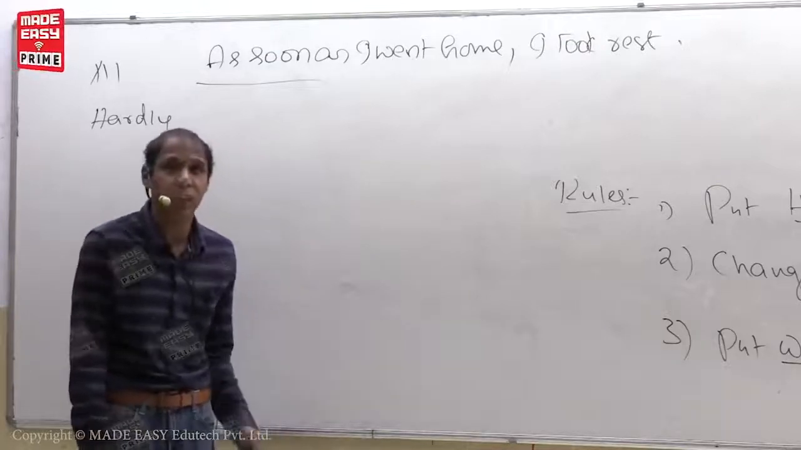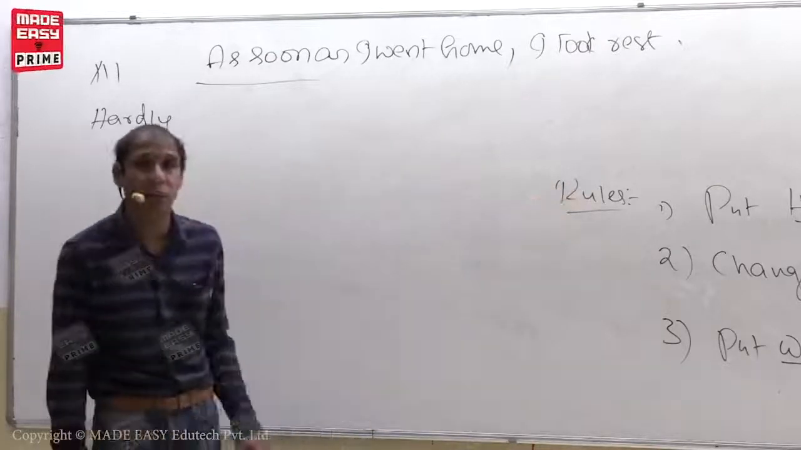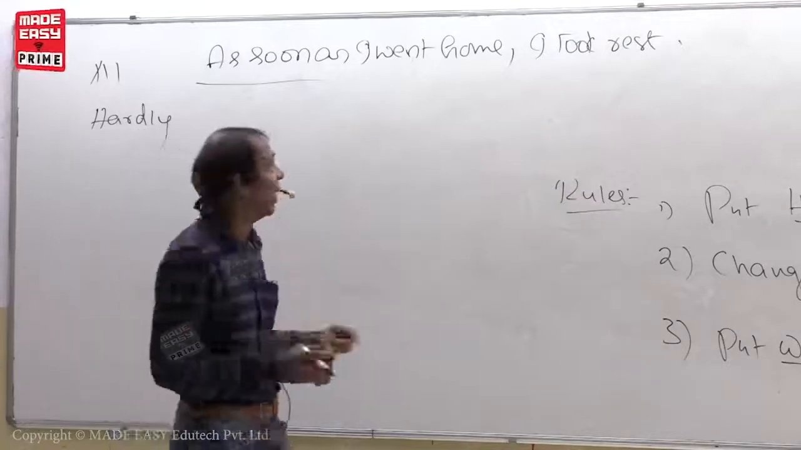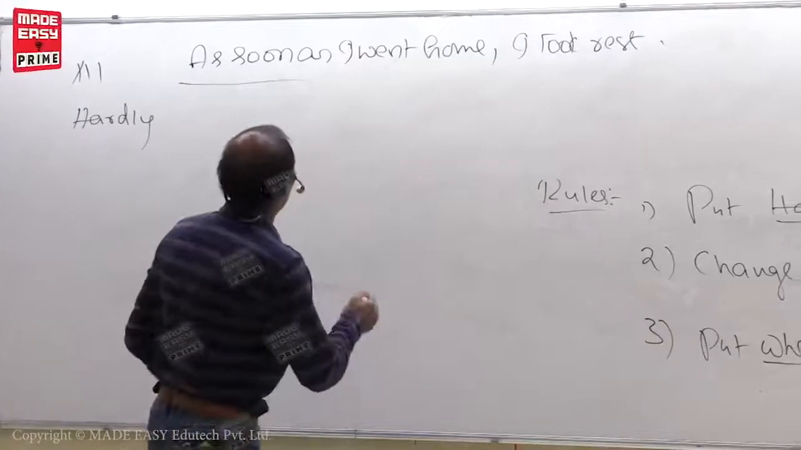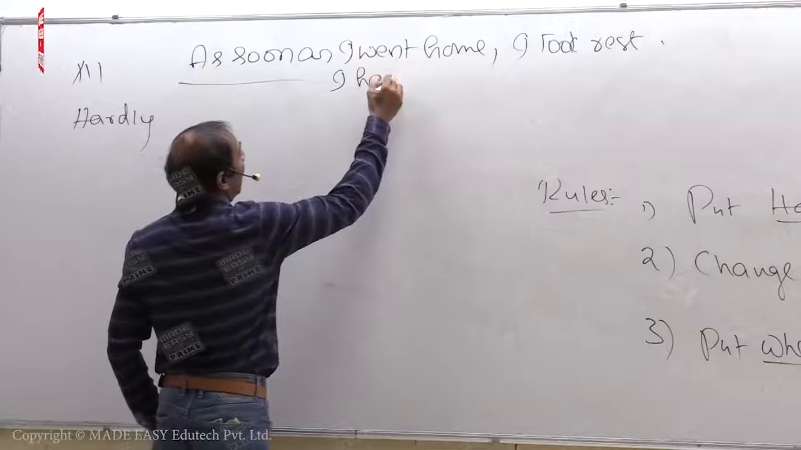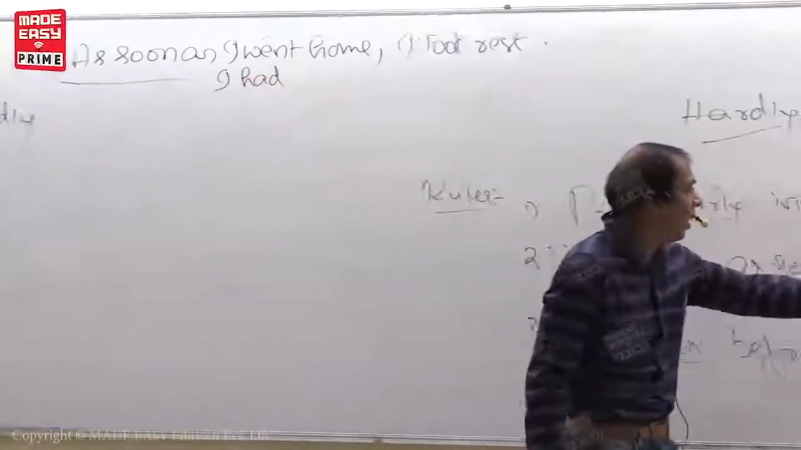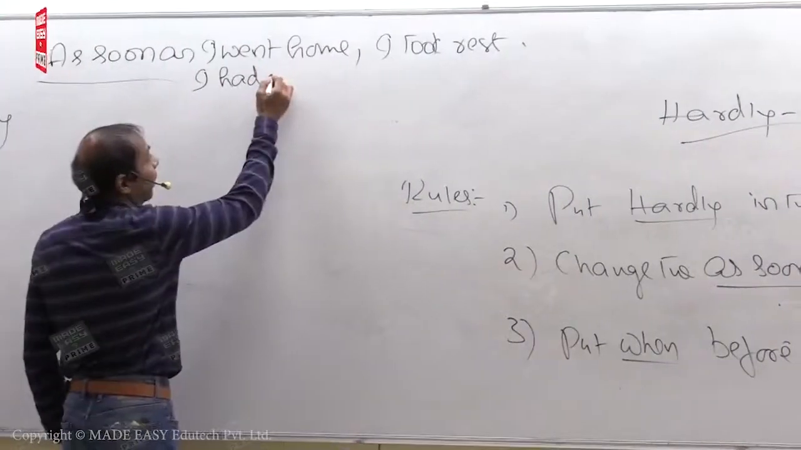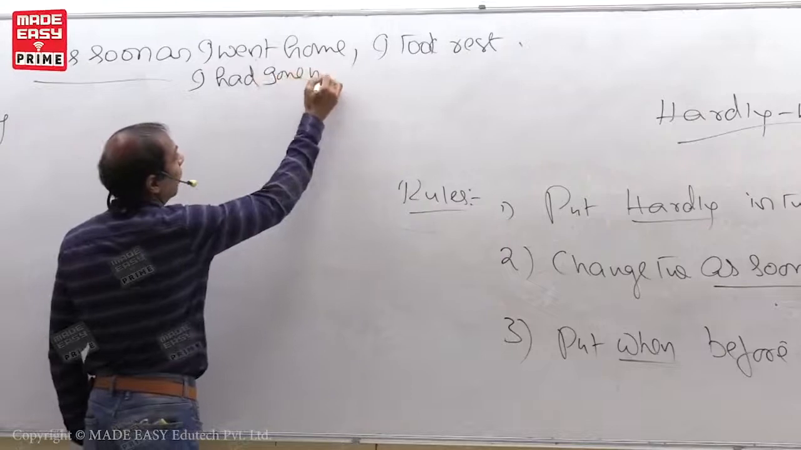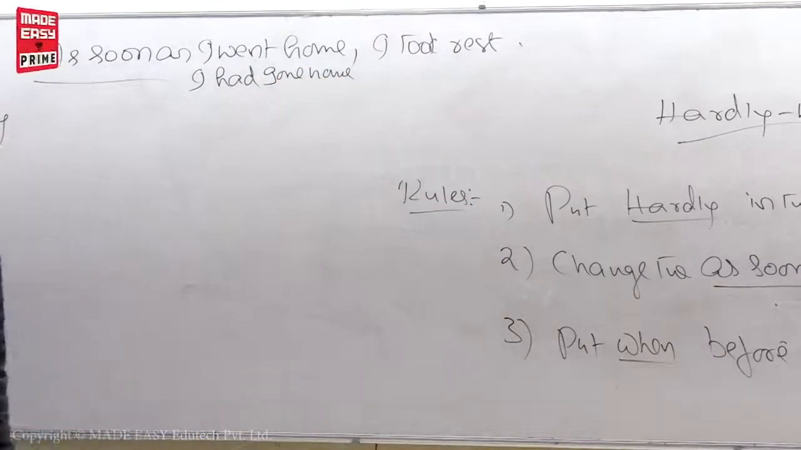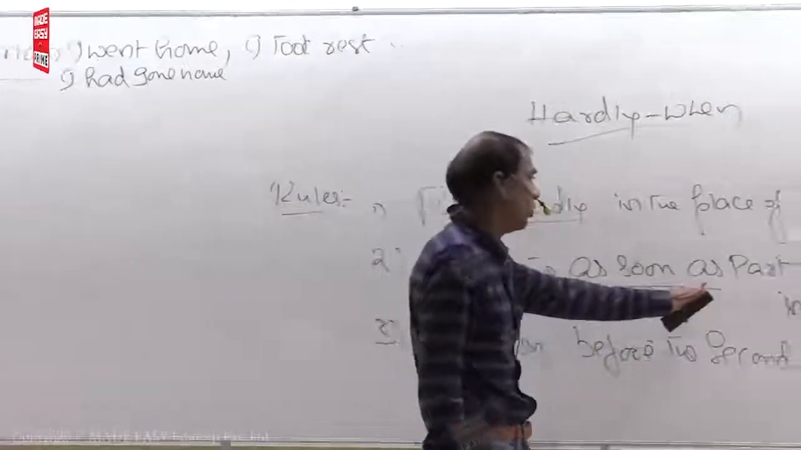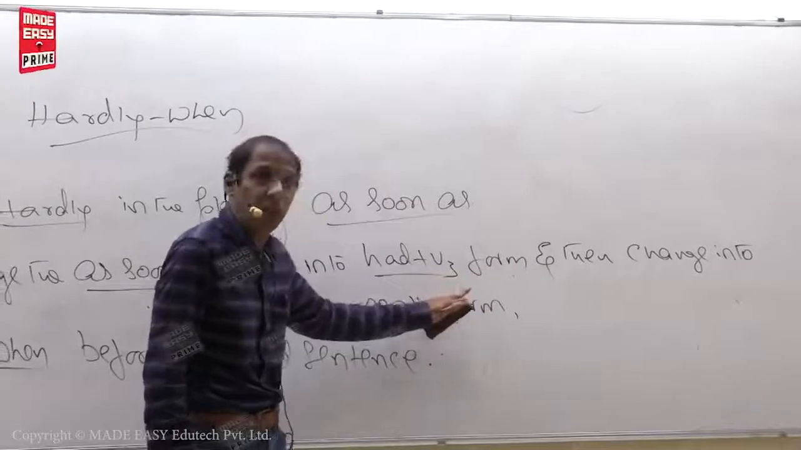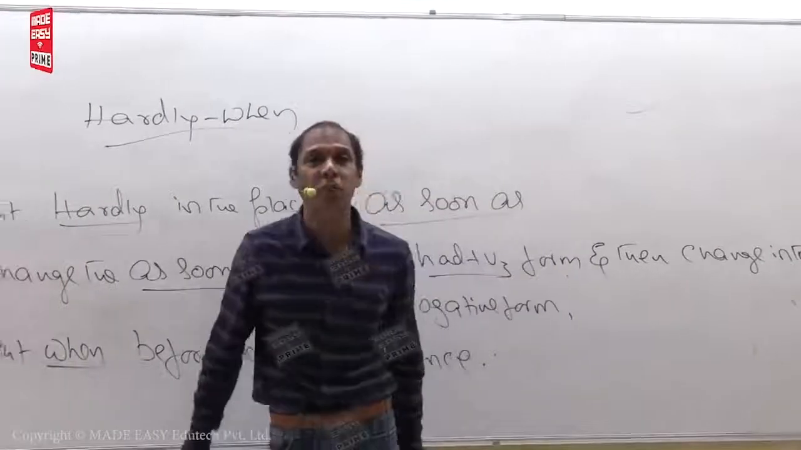But here in this case, when we are using the word hardly when, don't directly change into interrogative form. First, we have to change like had plus V3. First change the part into had plus V3 form. Had plus, what is V3? Went, V3 gone. I had gone home. First change the as soon as part into had plus V3 form. After changing into had plus V3 form, then you change into interrogative form.